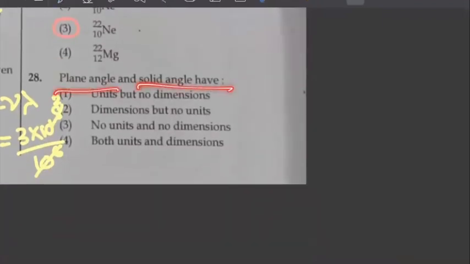Plane angle and solid angle. So what are they? Plane angle is what we measure in degrees, and solid angle is what you measure in steradians. So they are our supplementary units. I don't think they have dimensions but no units, or units but no dimensions. They definitely have a unit. Supplementary unit, so we'll just go with the first one here.